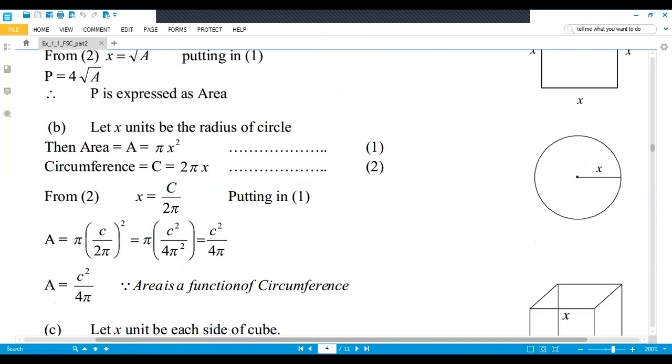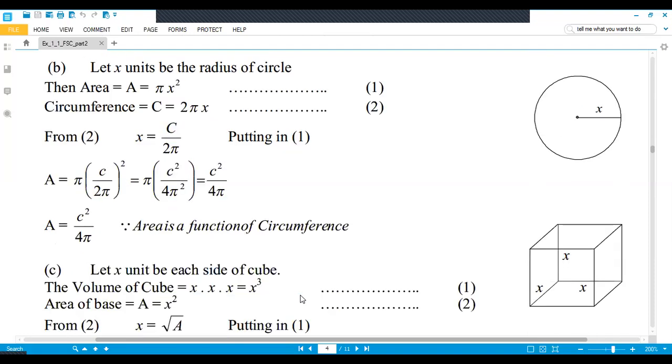In the first part, the parameter p of a square is a function of its area. So from area you will get the value of x and put it in the parameter. So you get p expressed as area. In the second, you have to express the area of a circle as a function of its circumference. So from circumference, you find the value of x and put it in the area. So area is a function of circumference.